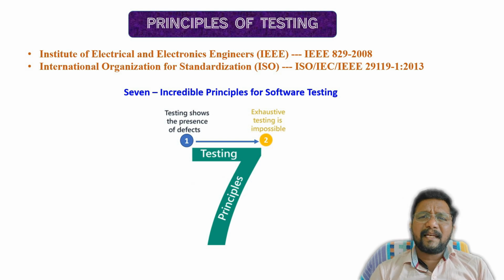With all these combinations, if you want to test the password field, there may be approximately 67 to the power of 7. Okay, so that large number of possibilities will come. 67 to the power of 7. So it is highly impossible to test all the possibilities. So that's why exhaustive testing is not possible.